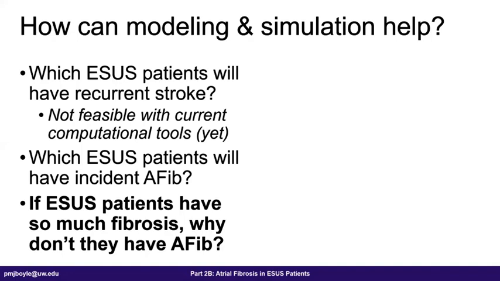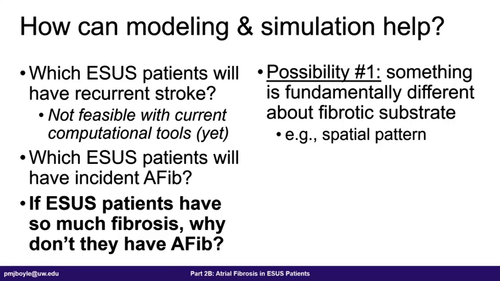And within that problem, we're really concerned with the mechanistic question of, if ESUS patients have so much fibrosis, why don't they have AFib? So we think there are two possibilities here. The first is that there's something fundamentally different about the fibrotic substrate. So the spatial pattern of the fibrosis, or the distribution of fibrosis within the atria of the ESUS patients, might be different.